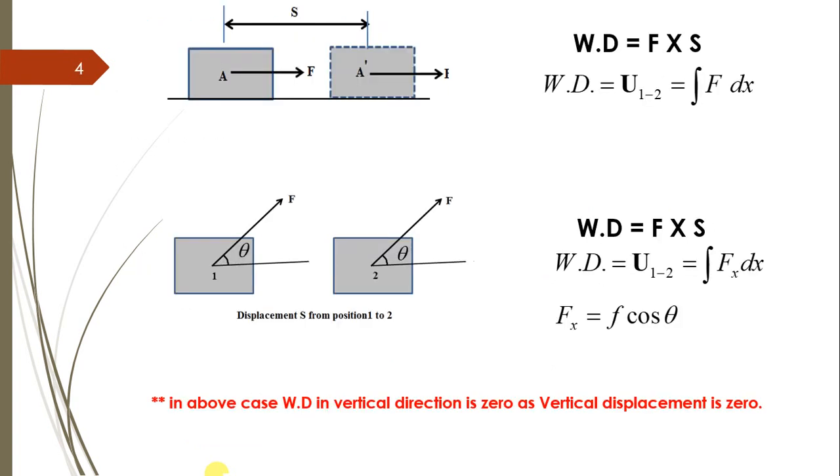Now the work done is determined as follows. Here two figures are shown. In the first figure the applied force is a horizontal force, and in the second figure the applied force is an inclined force. So in these two cases, how do we determine the work done? Here A is the initial position of the block and A dash is the new position of the block, caused by the application of force. A force F is applied to block A, therefore it is shifted to the new position A dash, and S is the displacement of this block.